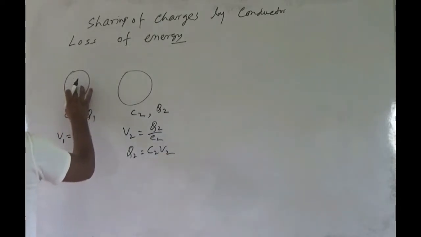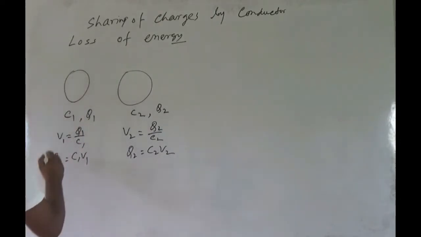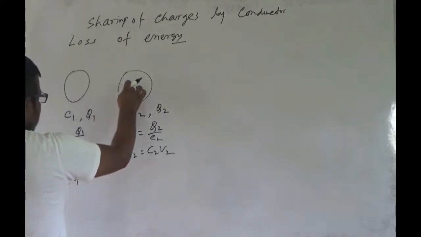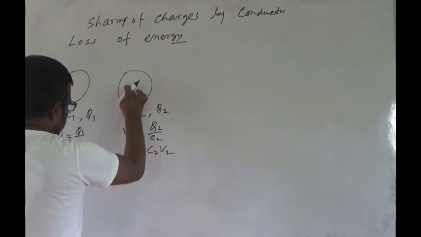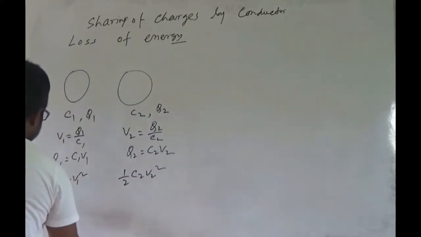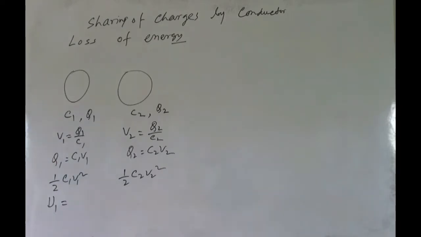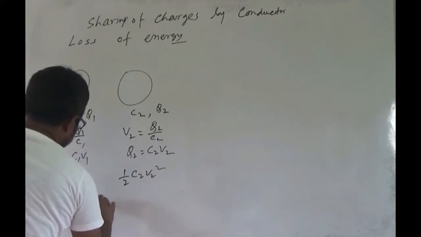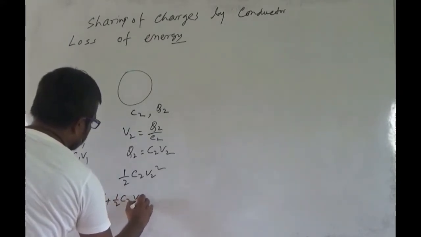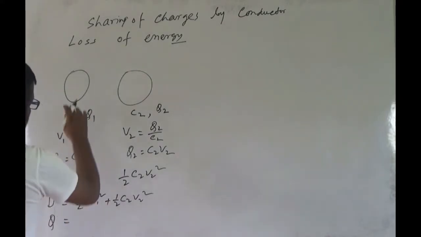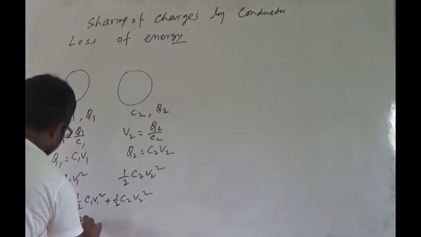And the initial potential energy of this conductor is equal to half C1 V1 square, and the initial potential energy of this conductor is half C2 V2 square. Also we can say that the total potential energy, let us say U before the connection, is half C1 V1 square plus half C2 V2 square, and the total charge of the system of these two conductors is Q1 plus Q2.